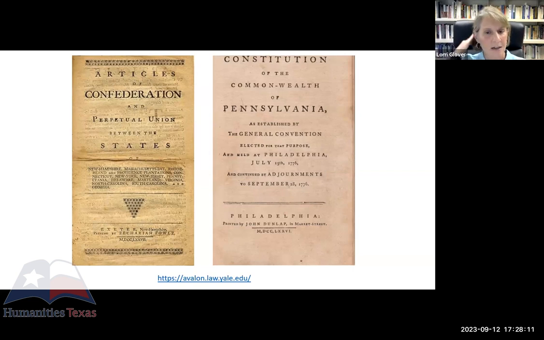I've got an image of the Constitution of Pennsylvania, which was created in 1776, and a link to Yale Law School's Avalon Project, which has the text of all of the 1775 and 1776 state constitutions, if you'd like to take a deeper dive. But remember that those states are where patriots invested their identity and thought their rights would be preserved.